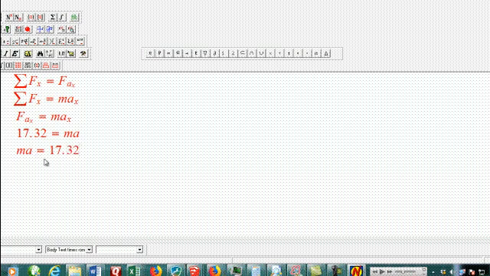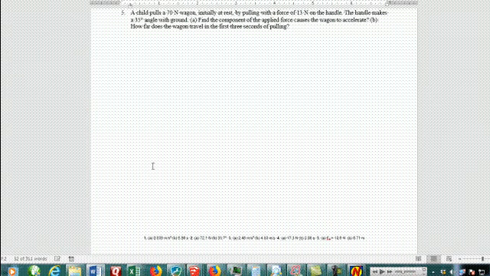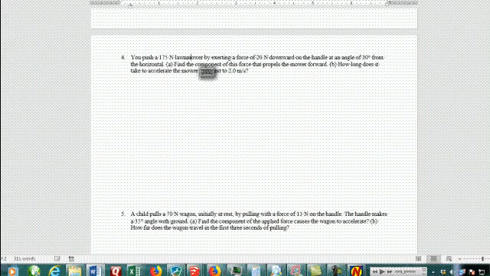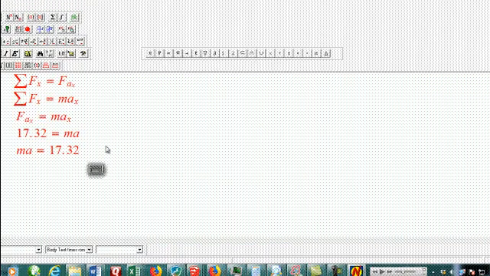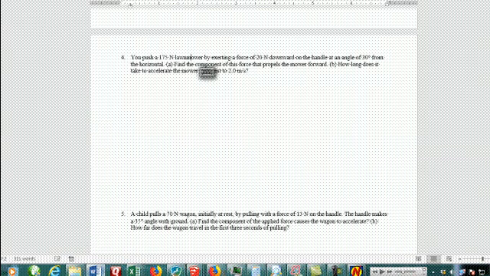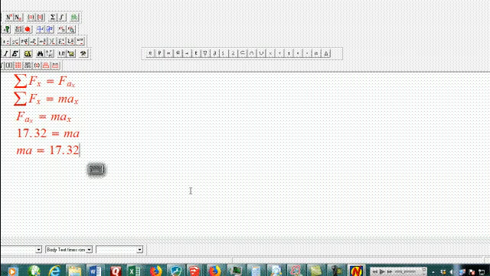17.32. Got to go back and ask yourself, what was the mass? The mass was 175 Newton lawnmower. So before we do anything else, we've got to go back and calculate that mass. That mass is 175 Newton lawnmower. Remember, FG equals mg, right?